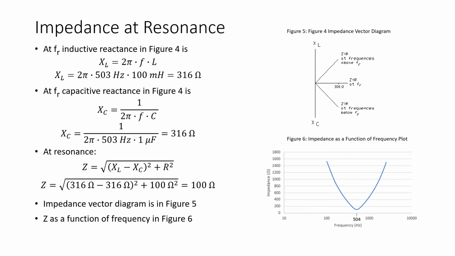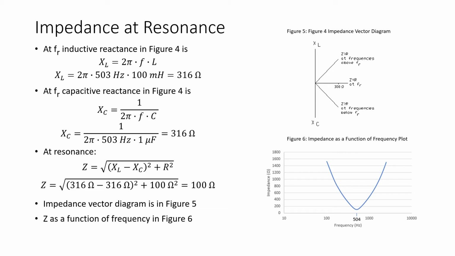So at resonance, the impedance equals the square root of X sub L minus X sub C squared plus R squared, which equals 100 ohms. Now, referring to the vector diagram for impedance shown in figure 5, we see that at resonance, the impedance equals R, which equals 100 ohms.